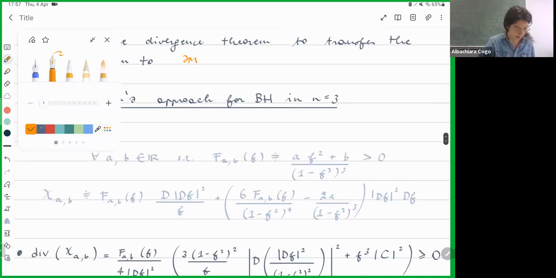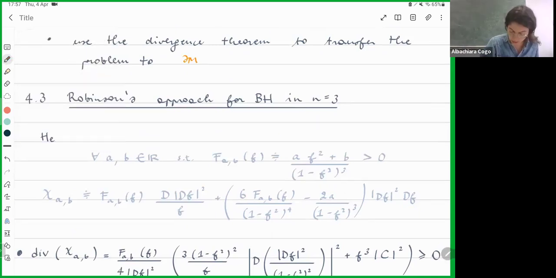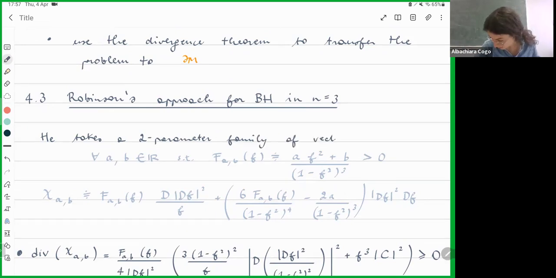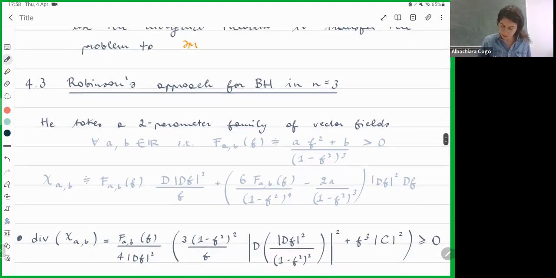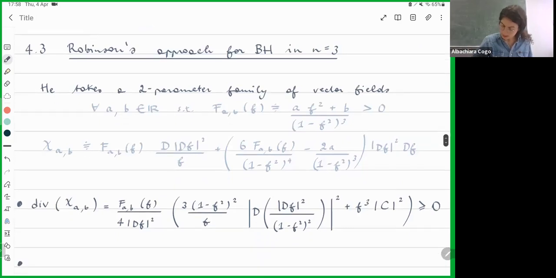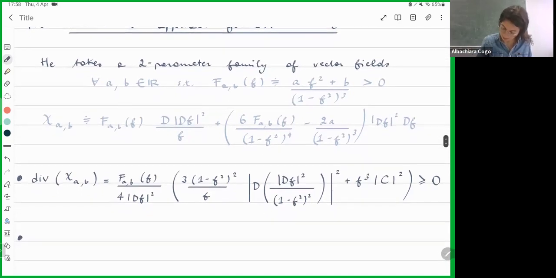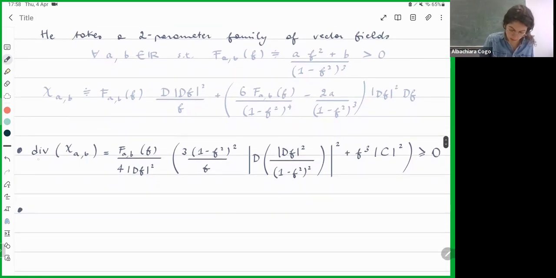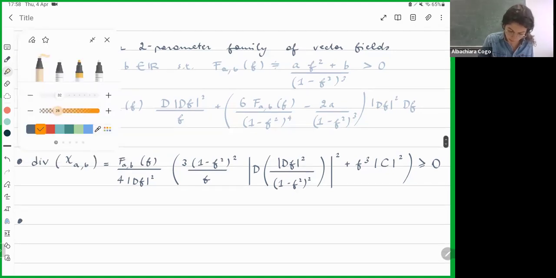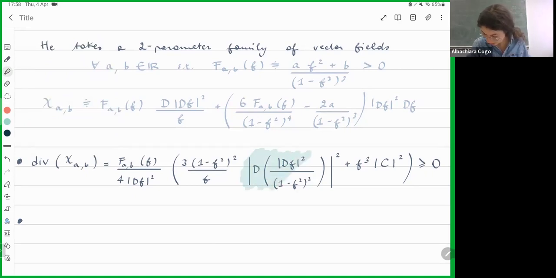Here I have written some formulas, but it's not important; I'm going to observe only some quantities. He takes a 2-parameter family of vector fields. Just for the sake of mentioning, we have a function that depends on 2 real parameters A and B that has to be positive, because we want the divergence of the vector field to be non-negative. The form of the vector field doesn't matter right now, but the important part is that the divergence is non-negative because we require this function F to be positive, and is zero if and only if these 2 quantities vanish. This is the only thing we have to keep in mind.